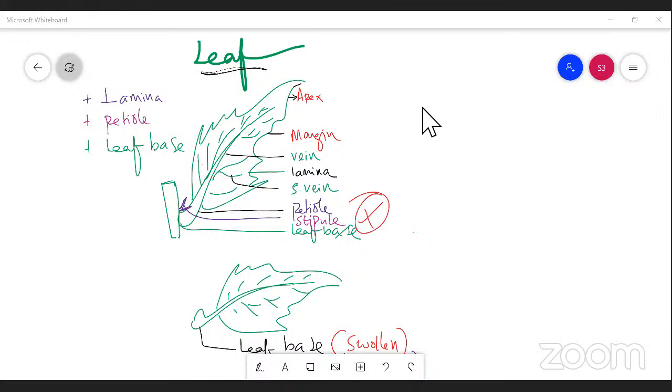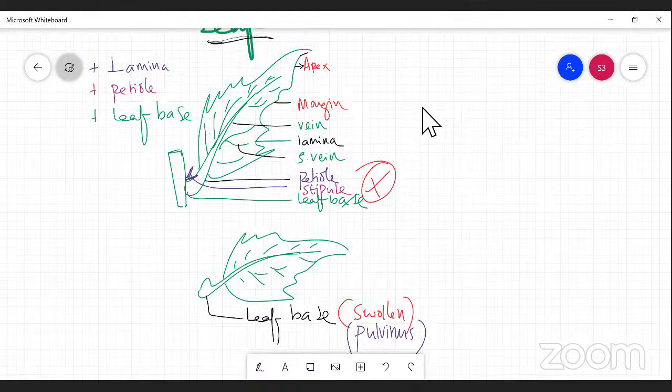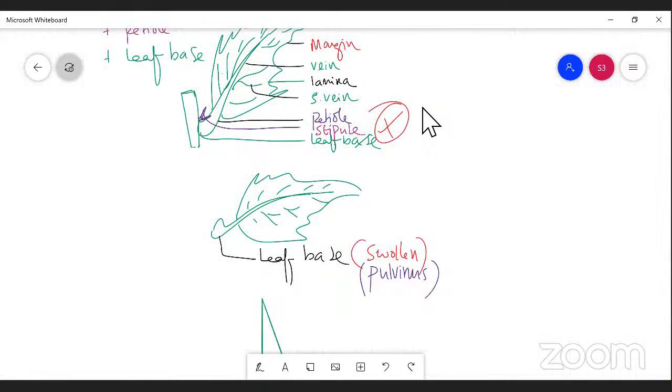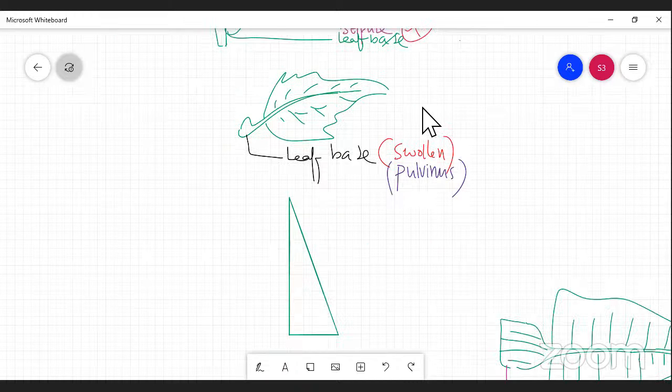It is a bridge between lamina and stem. Petiole is nothing but a cylindrical stalk of lamina. Very good, ma'am. So in the presence of petiole in a leaf, what is it called? Petiole. Very good. If petiole is absent, the leaf is said to be sessile. Sessile condition. Very good.